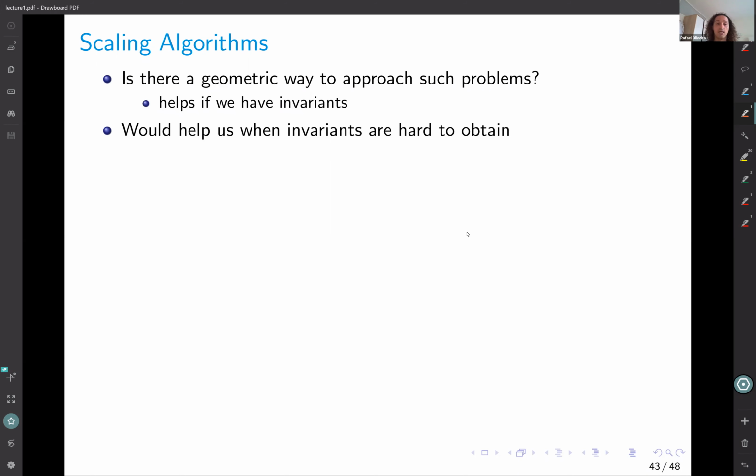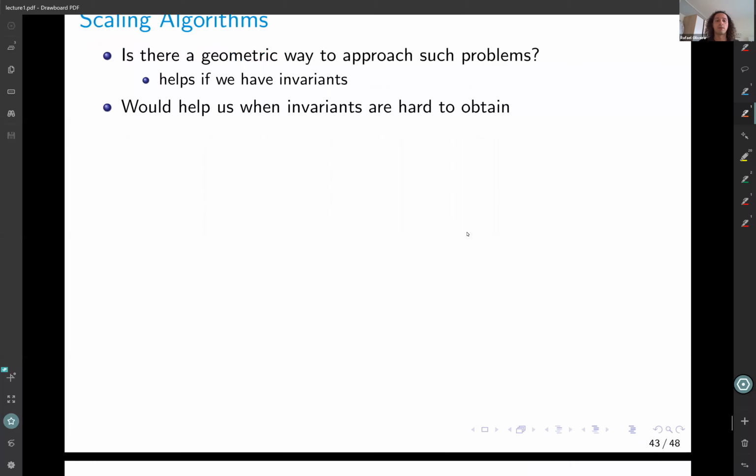But it would be nice to have a geometric way to approach such problems, because in many instances the invariants are hard to obtain. And if the invariants are hard to obtain, we cannot hope to have efficient algorithms for these problems. But if we have a geometric approach, it could be the case that we don't need to evaluate all the invariants. So we want to bypass having invariants and try to solve this problem without evaluating on all of them.